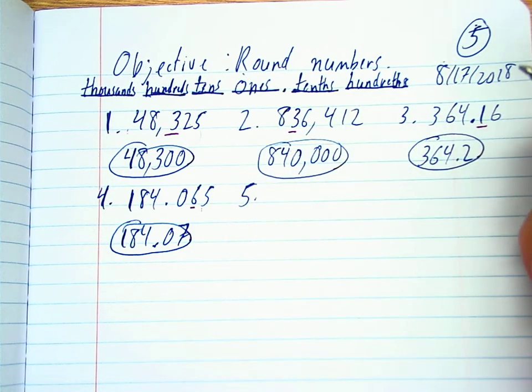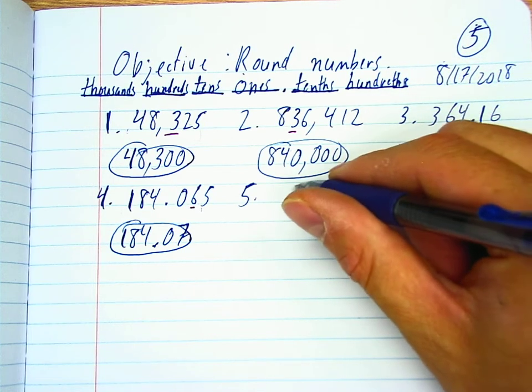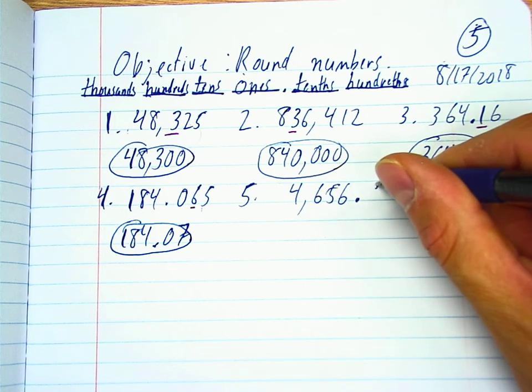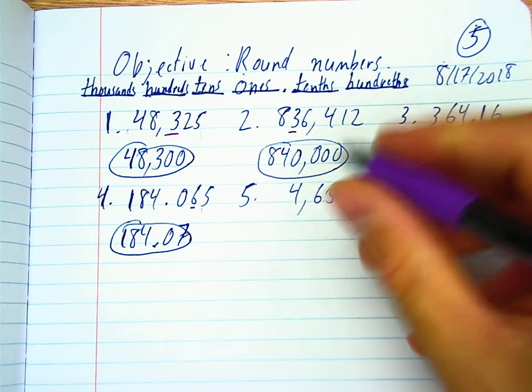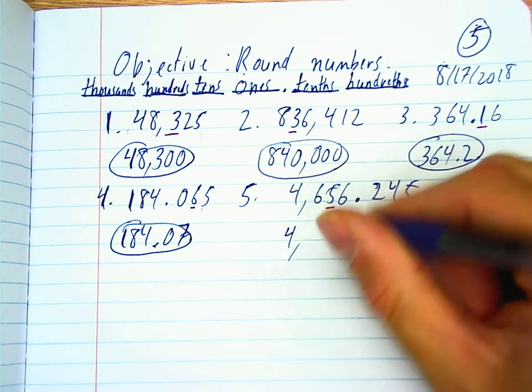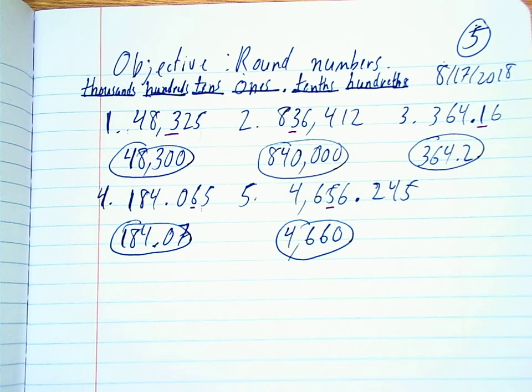All right, one more. Take, for example, 656 and 245 thousandths. Let's round this to the tens. So 4,660. Round that to the tens spot. You notice here I didn't keep the decimal. That's because I've rounded it to the tens. I have not kept anything after the tens column in this case, or anything after the tens place.